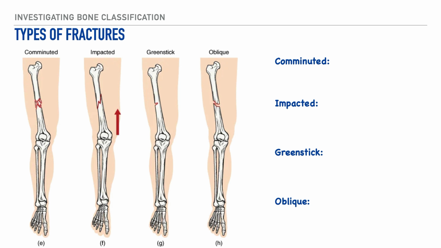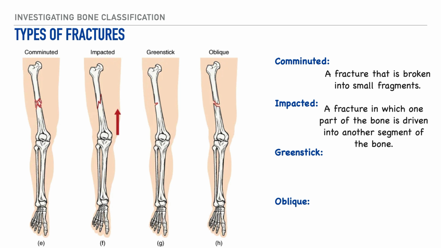Another type of fracture we may come across is a comminuted fracture. These are fractures in which a bone or pieces of a bone are broken down into small fragments, and typically we look for at least 3 or more fragments to give it this description. Next are impacted fractures. These are fractures in which one part of the bone is driven into another part of the bone. There are also greenstick fractures.